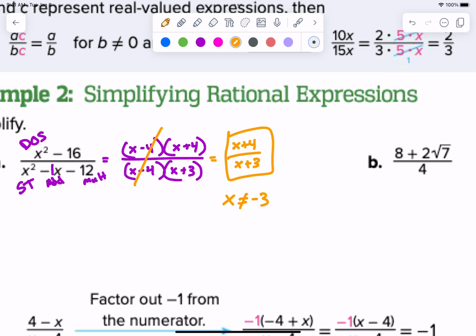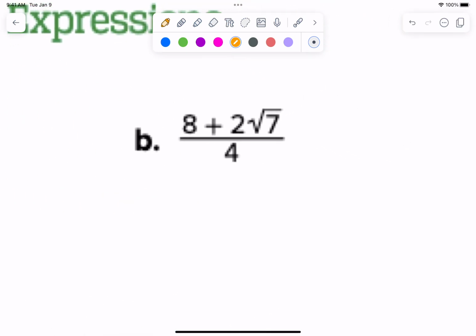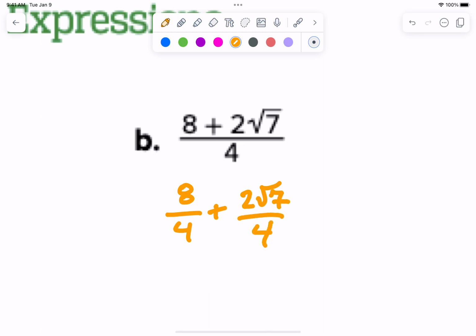Okay? All right, B. How do we even simplify B? Well, can you cancel the 4 and the 2, like divide? So this 4 is on the bottom for everything, right? Another way of writing that is 8 over 4 plus 2 square root of 7 over 4. We can break them apart, right?